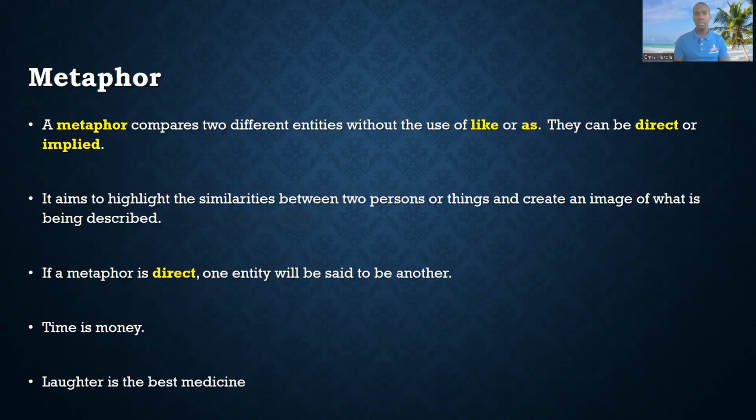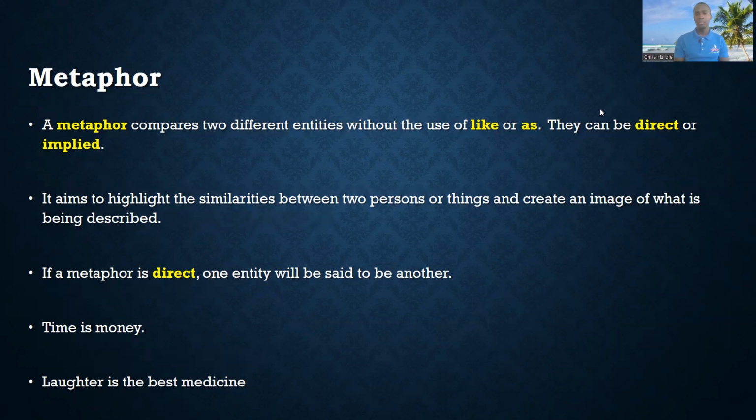Now, metaphor. A metaphor is very similar to a simile, right? In fact, the only difference is that it does not use the words like or as. So a metaphor compares two different entities without the use of like or as. They can be direct or implied, right? And we're going to see what both of those mean. Basically it's the same as a simile, with the only difference being that metaphors do not include like or as.